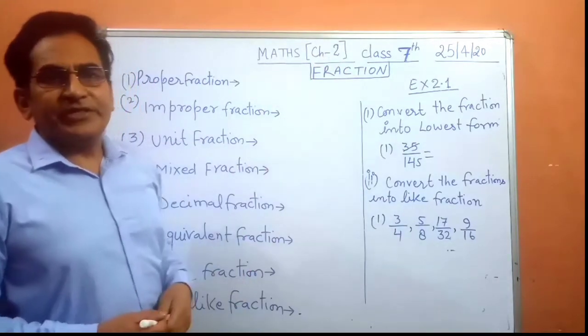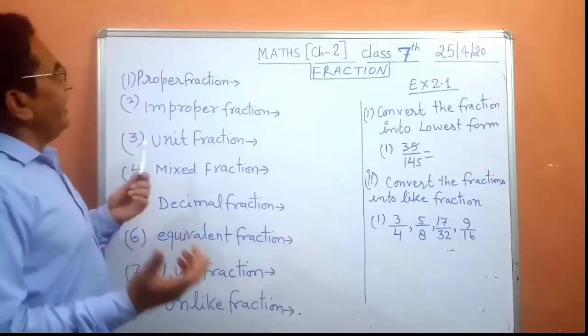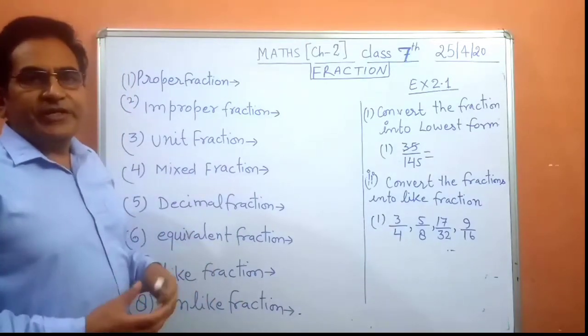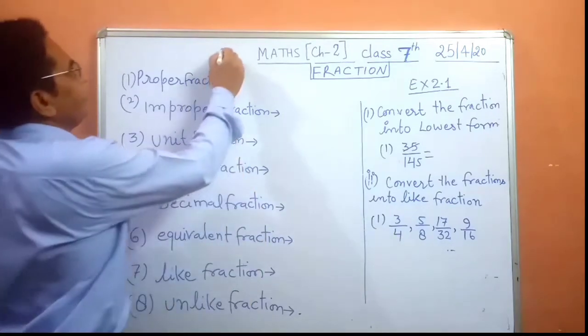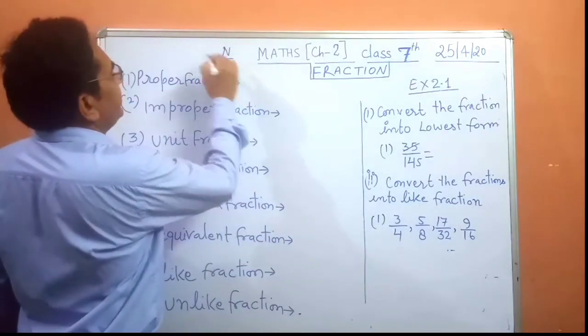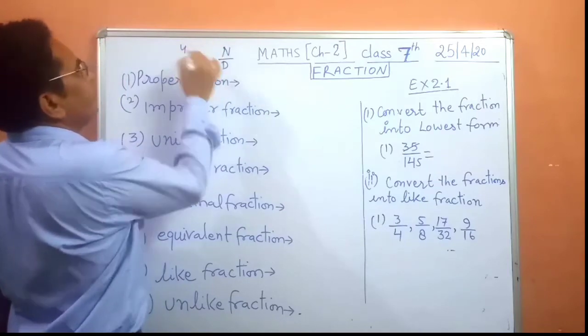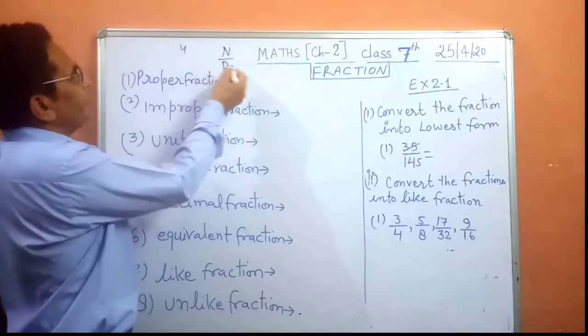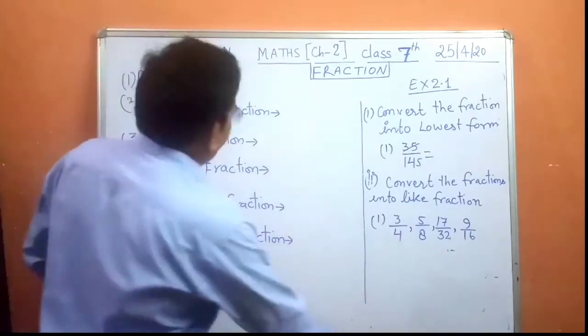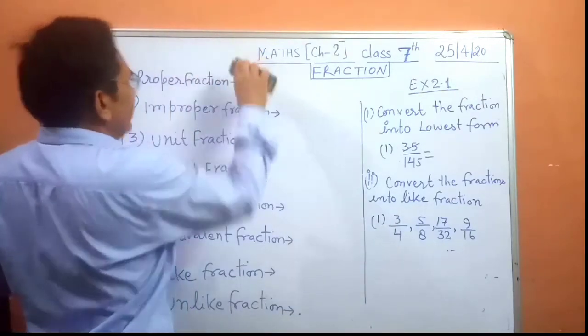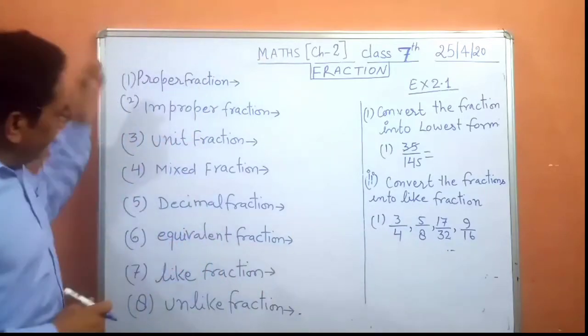Actually, what is a fraction? Any number, any integer, can be expressed in the form of numerator and denominator. For example, 4 can be expressed in the form of numerator and denominator: 4 upon 1. This is a fraction. Now the question is: how many types of fractions are there? Then one by one I will explain to you.